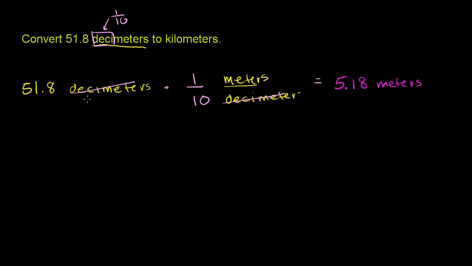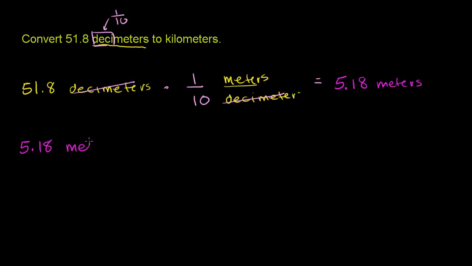And you should always do a reality check. Does it make sense that 51 decimeters are equal to 5 meters? Well, sure, it should go down. We're going from a smaller unit to a larger unit. So we should have fewer of that larger unit to make the same distance. Meter is a unit of length. Now, we're at 5.18 meters.